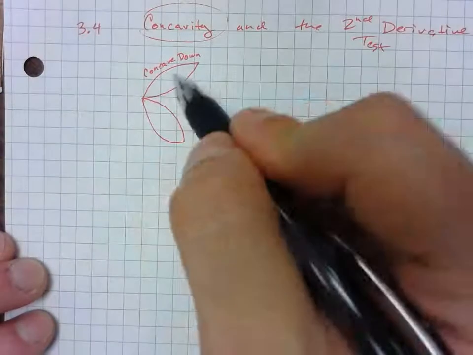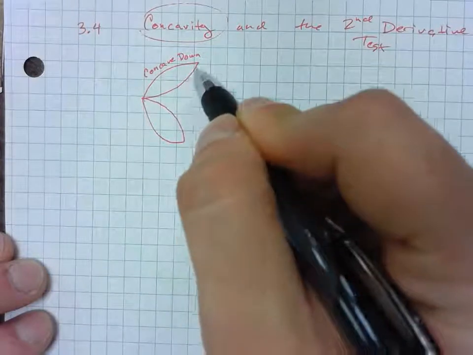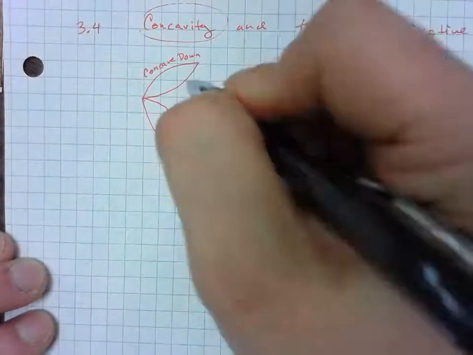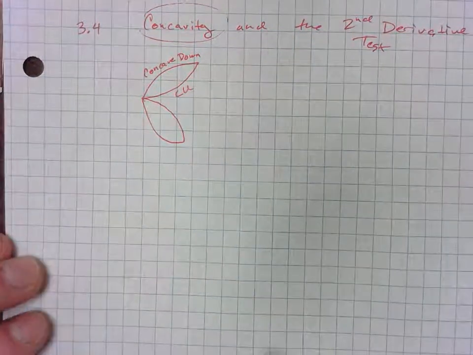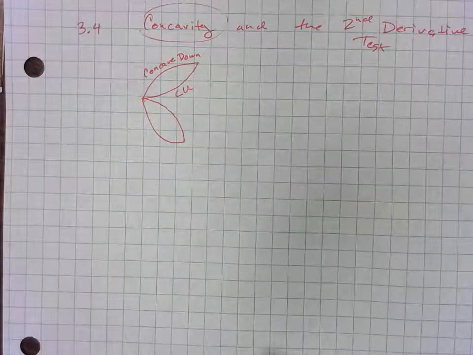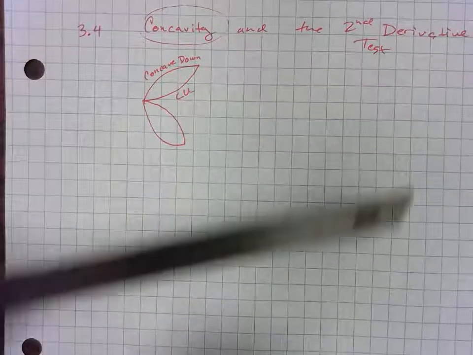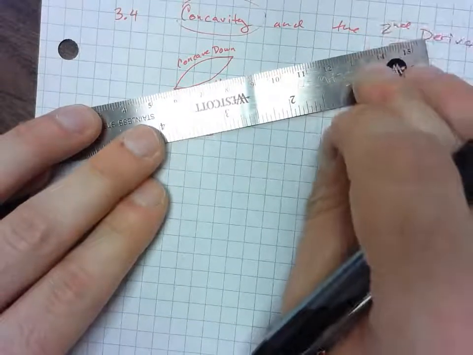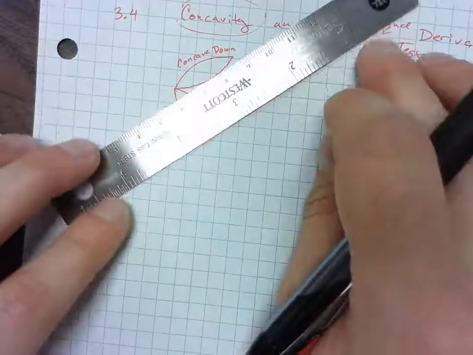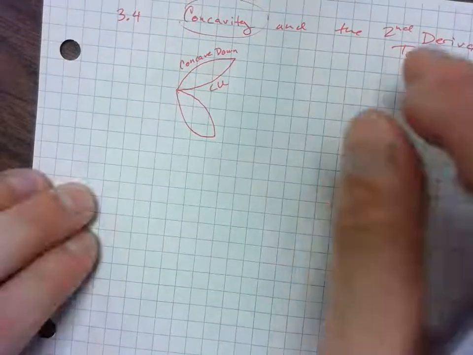Jimmy, what would the concavity of this guy be? Would it be concave down or concave up? Yep. So I'm going to say CU for concave up. Because the slope is increasing. The slope right here is a number, and the slope right here is a bigger number. Okay? So the slope is increasing.